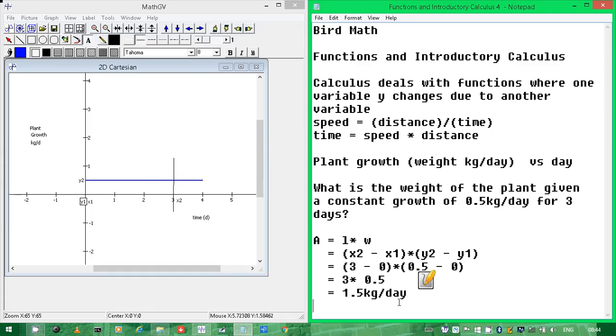Sorry, no, that's not right. 1.5 days. Alright, now, so what I'll do is I'll put in the units here. I should probably have done that, otherwise I wouldn't have made that mistake. I know, that's days. Wow. Too early in the morning for me. 3 days, 0.5 kilograms per day. There you have it, 1.5 days.